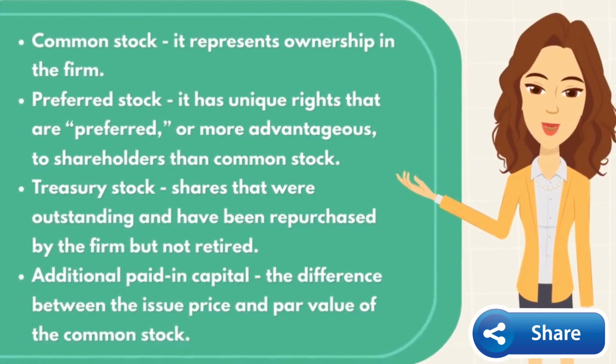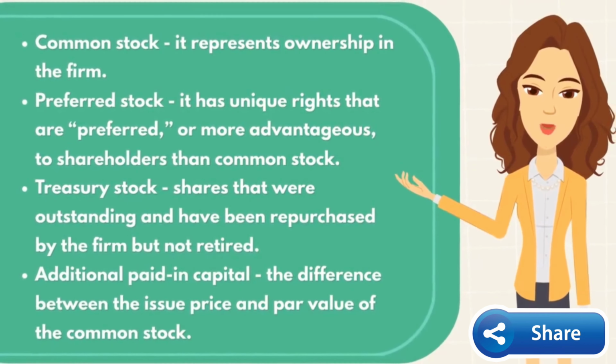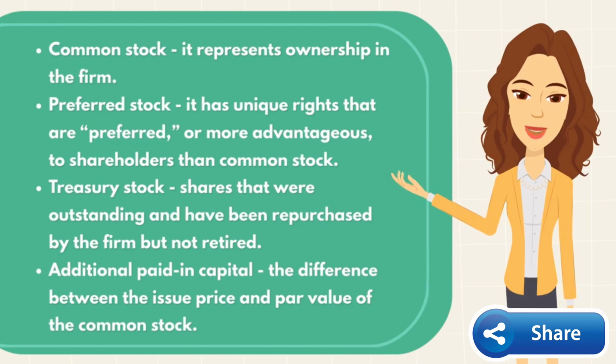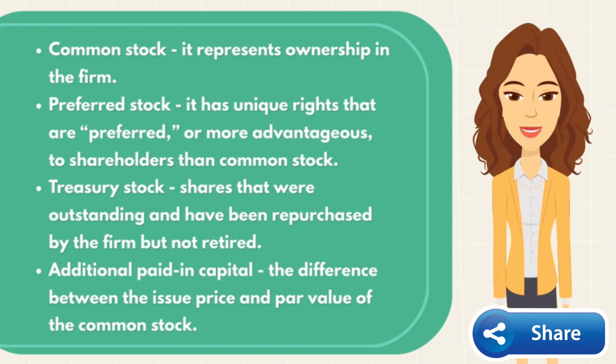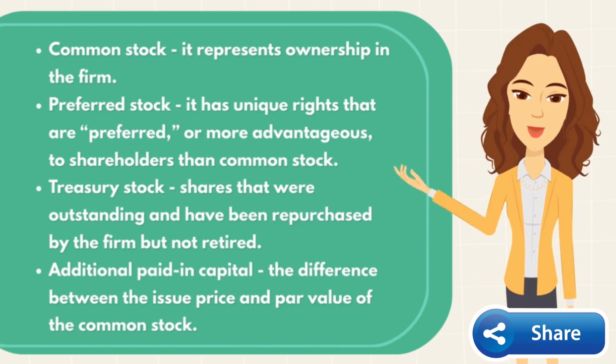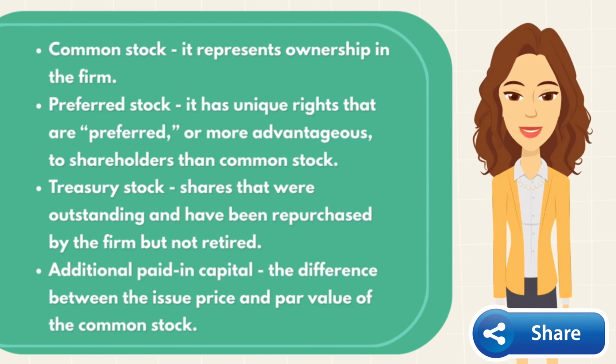The common stock. It represents the ownership in the firm. The preferred stock. It has unique rights that are preferred or more advantageous to shareholders than common stock. Treasury stock. Shares that were outstanding and have been repurchased by the firm but not retired. Additional paid-in capital. The difference between the issue price and par value of the common stock.